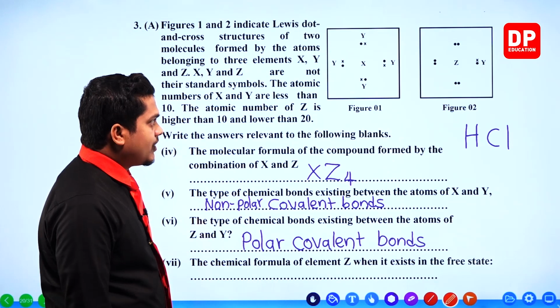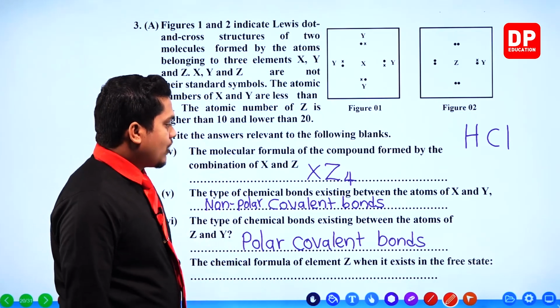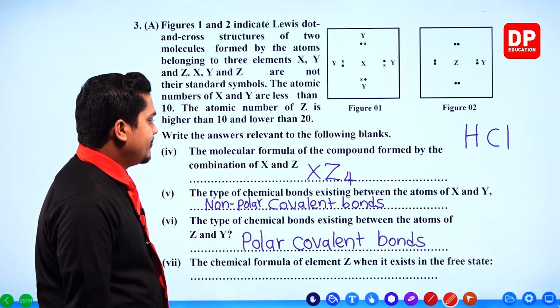A polar covalent compound. So therefore, between Z and Y, we can observe polar covalent bonds, and between X and Y, we can observe non-polar covalent bonds, right?